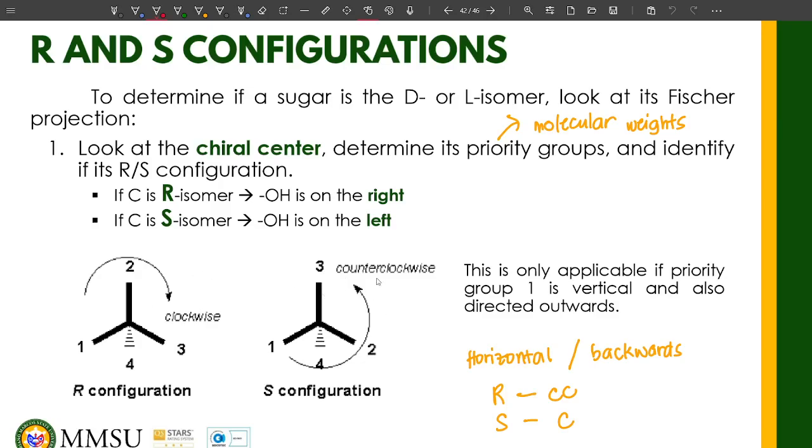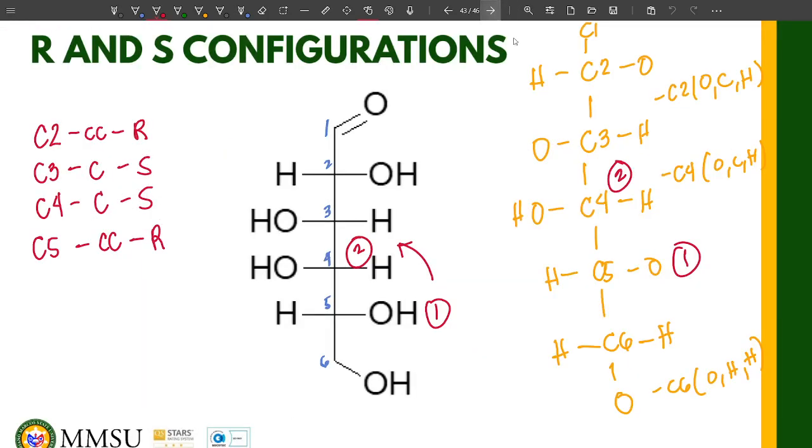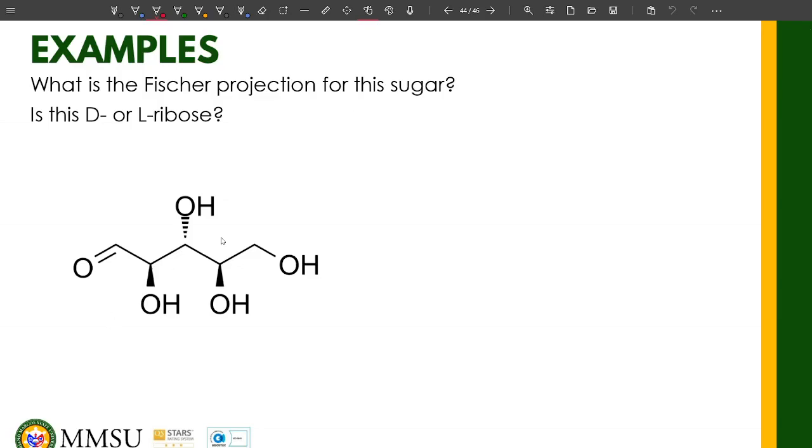When it is facing forward, follow this: R is clockwise, S is counterclockwise. When it is vertical but facing backward, you reverse it. So R is counterclockwise, and S is clockwise. Then let's try. So we have here carbon 1, 2, 3, 4, and 5. Our chiral carbons are carbons 2, 3, and 4. We'll also try to write its Fischer projection, but R and S first.